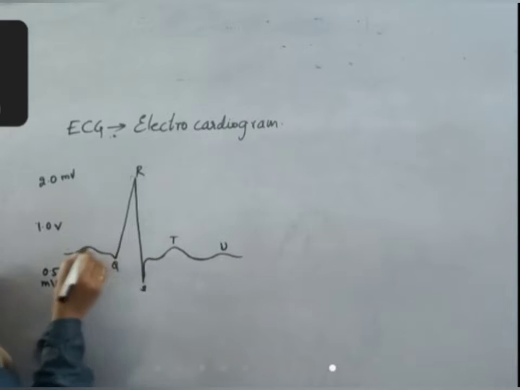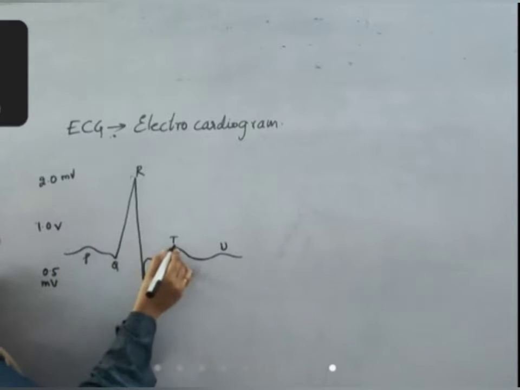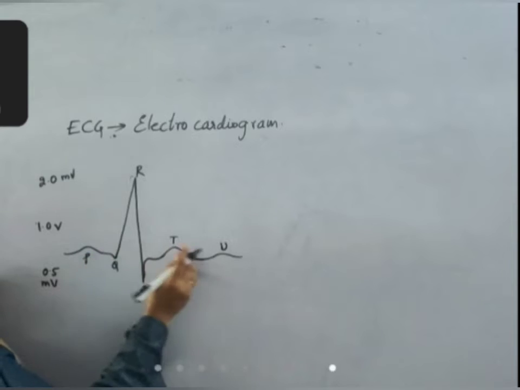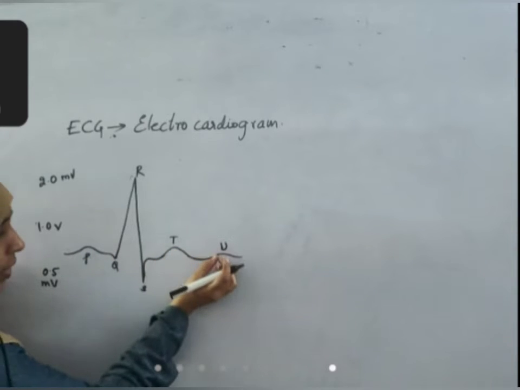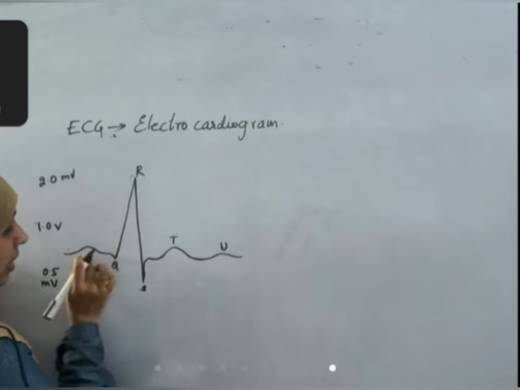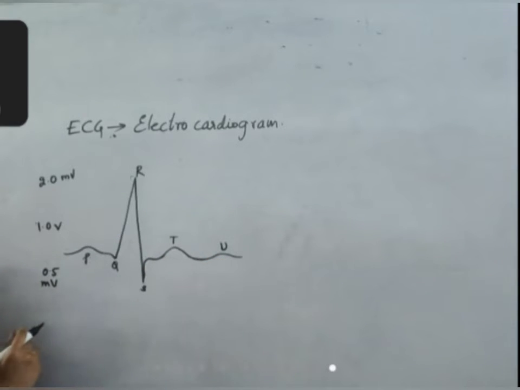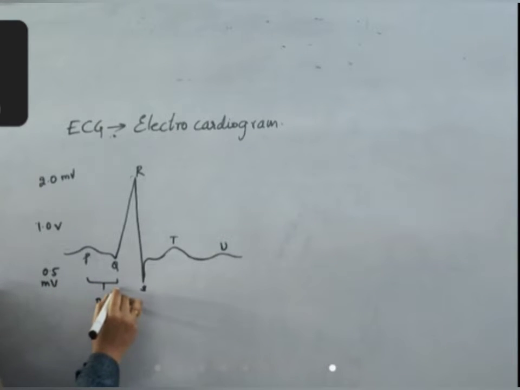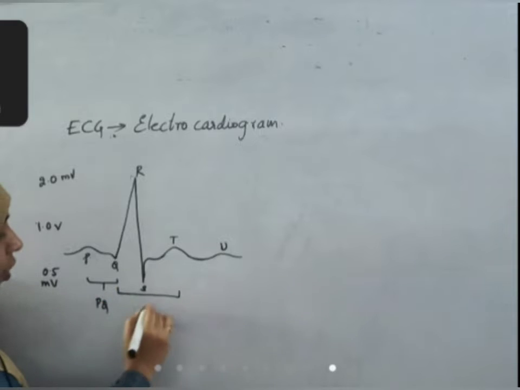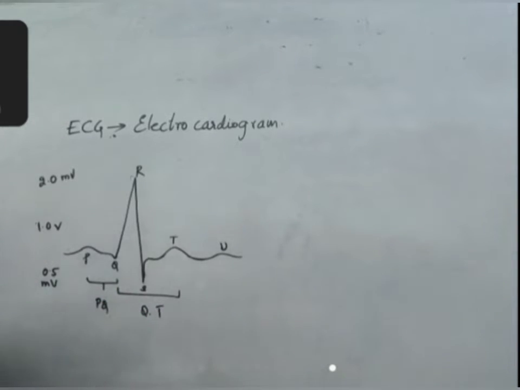After that T is very slightly higher than P, almost similar, and Q is very little lower than P also, T also. Okay, so that is the ECG, electrocardiogram. From here to here it is called the PQ interval. From here to here it is called the QT interval. Okay, right, that is about the electrocardiogram.